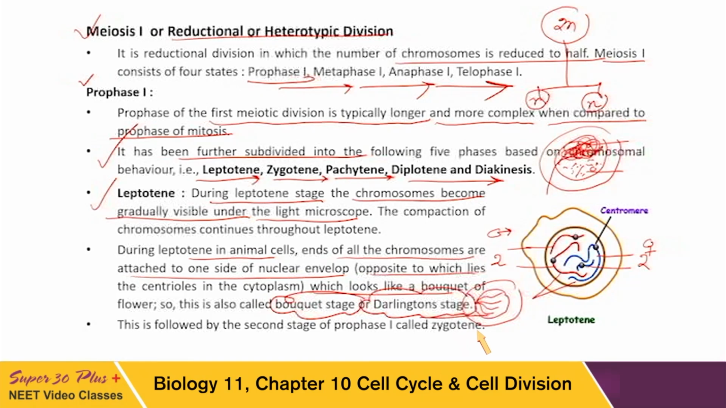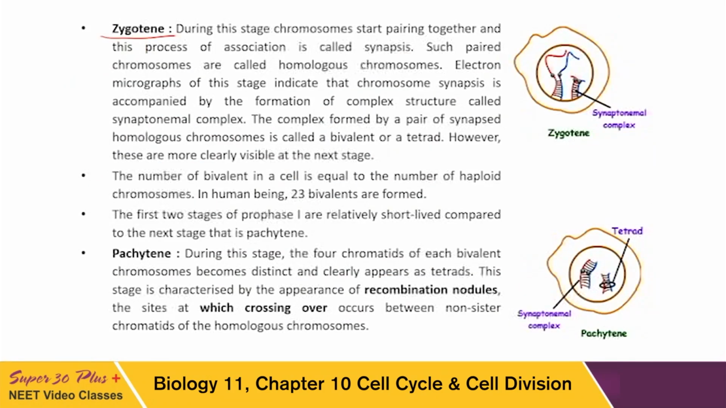So we have taken, for example, only 4 chromosomes. 2 are from one parent, and 2 are from the other parent, in leptotene. Now zygotene. Chromosomes start pairing. Chromosomes have become much thicker now because of condensation, and they start to make pairs. The making of pairs is also known as synapsis. Such paired chromosomes are known as homologous chromosomes.